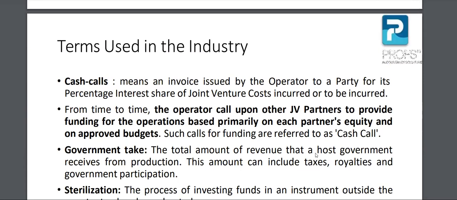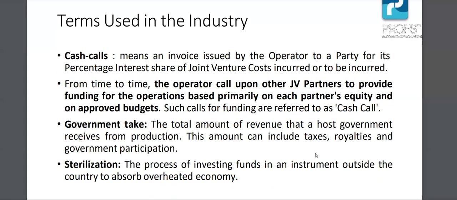We also have some terms. When you talk of a cash call, because in a joint venture, at a point there's going to be a cash call where all the operators make contributions, based on their proportionate sharing interest. Then the government take is the total revenues accruing to government. That is the government take. Then sterilization is an instance where government will want to invest outside the country, looking at the economic status of the country. That is called sterilization.